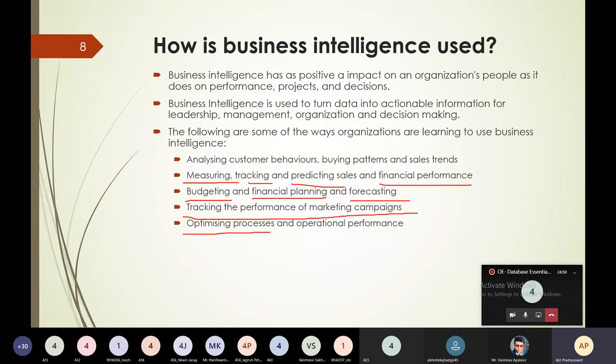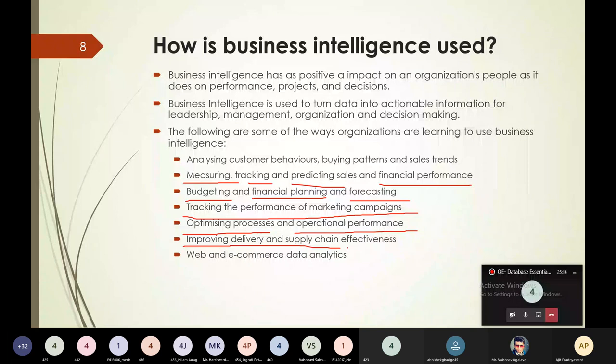Next is optimizing processes and operational performance. With the help of business intelligence, it will improve delivery and supply chain effectiveness. It is also used to do web and e-commerce data analytics. It is also used for customer relationship management. To build a better relationship with the customer, you can make use of business intelligence.